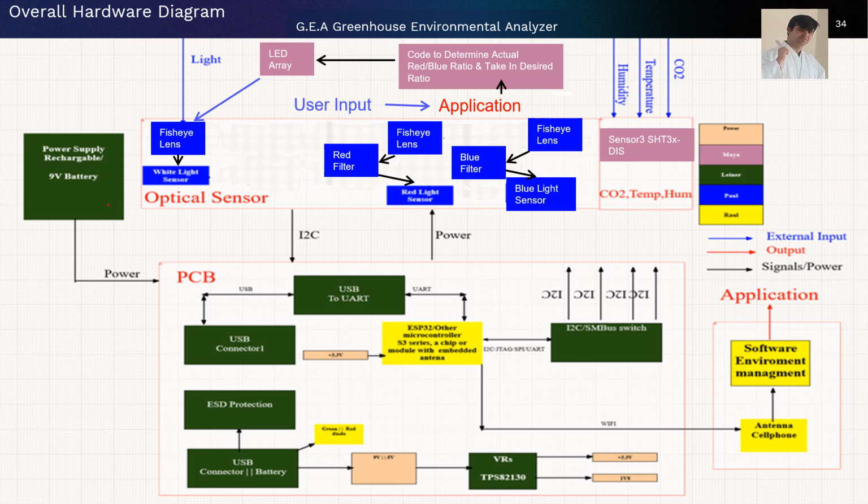At the bottom here, we can see that through the USB, of course, we have the ESD protection, the TVS diodes, and the voltage regulator, which provides 3.3V and 1V for all the peripherals we're using.